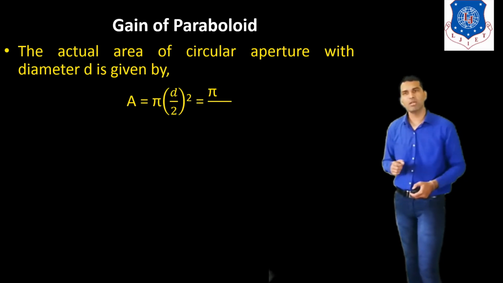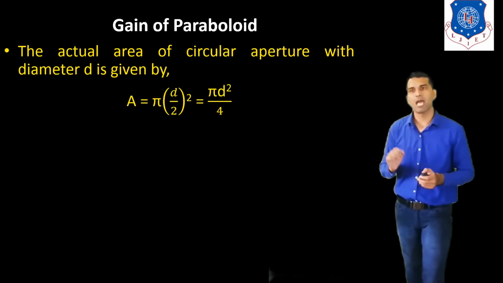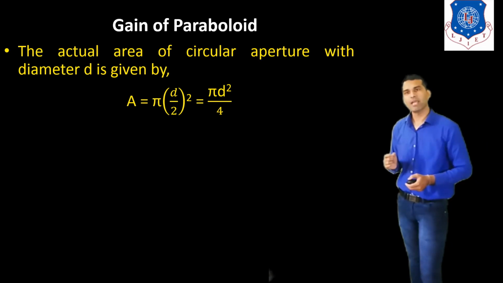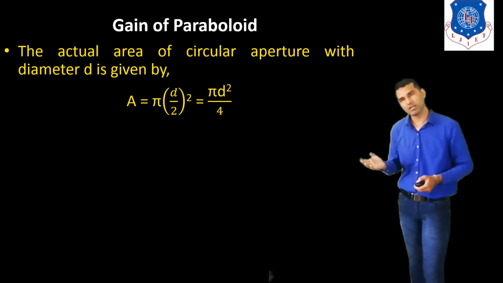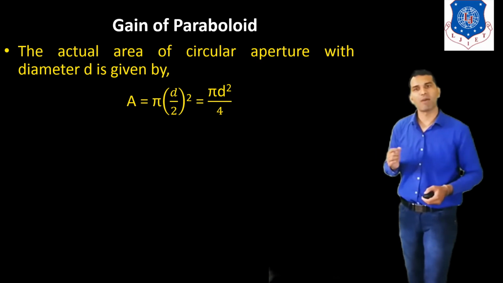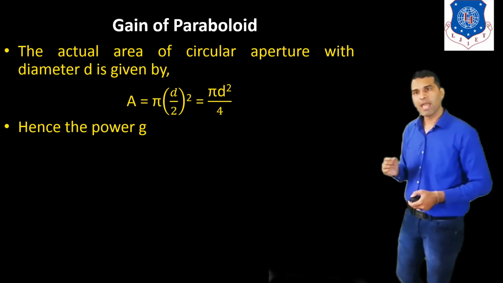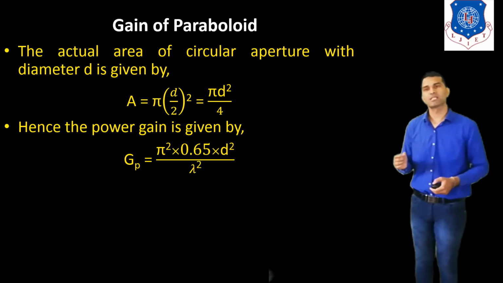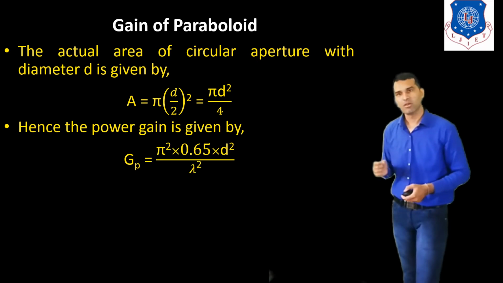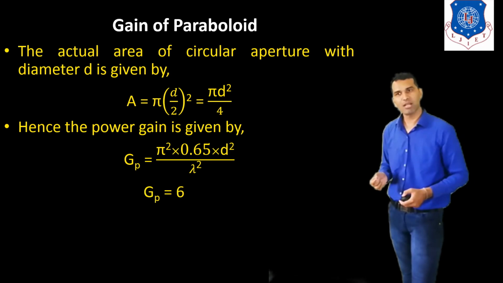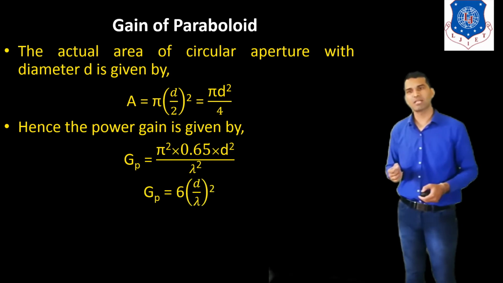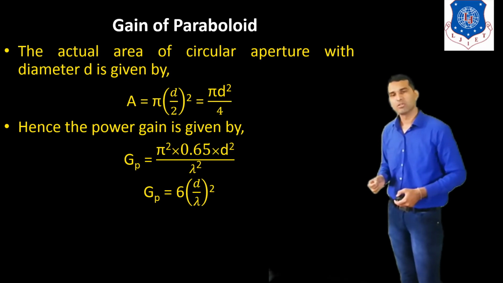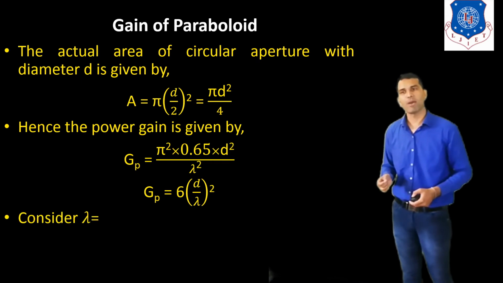Now the actual area of a circular aperture with diameter d is given by A = π(d/2)², which in simple form we can write as πd²/4. Hence the power gain is Gp = π² × 0.65 × d²/λ². We can write this equation as Gp = 6(d/λ)². So we get the equation for the gain of the paraboloid.